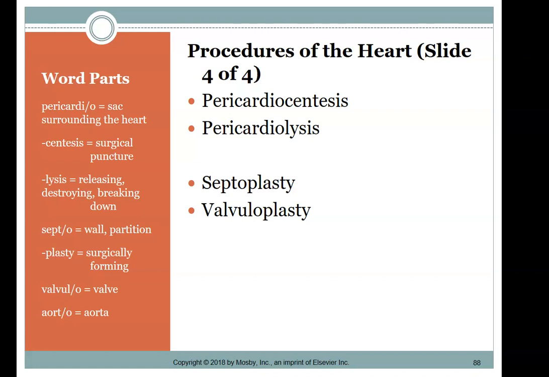And your word parts. Pericardio is the sac surrounding the heart. Centesis is a surgical puncture. Lysis is releasing, destroying, or breaking down. Septo equals wall or partition. Plasty is surgical forming. Valvulo is a valve, and aorto is the aorta.